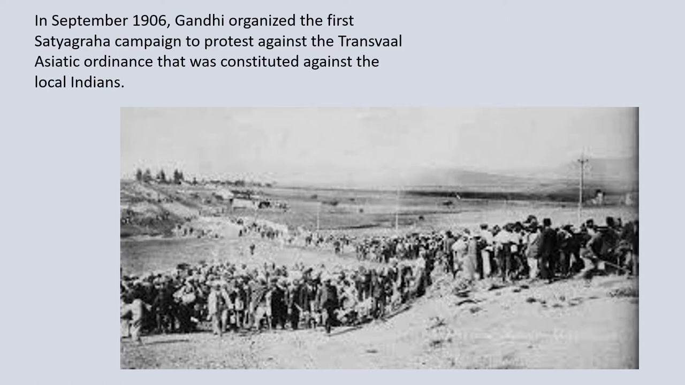And in September 1906, Gandhi organized the first Satyagraha campaign, the first non-violent Satyagraha, to protest against the Transvaal Asiatic Ordinance that was constituted against the local Indians, and all Indians had to be registered, their marriages had to be registered or they would be declared null and void. And I think one of the prescriptions of the act was that Indian women had to strip so that birthmarks and other distinguishing marks could be noted before local police. And this was very much seen as a bridge too far by the Indian community. So they negotiated together, they networked together, they linked up, they formed a movement to fight against this, and Gandhi was at the forefront of that campaign in 1906.